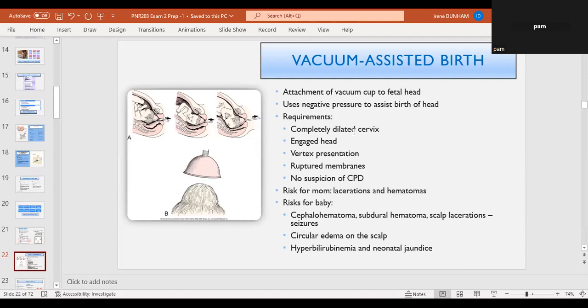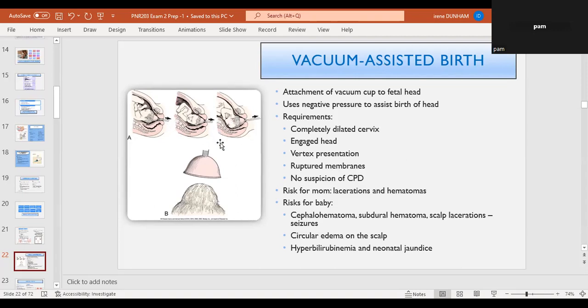Well, first of all, she's completely dilated, because we never push before 10 centimeters. The head is well engaged. And of course, she's in a vertex. You don't put a vacuum extractor on a breech. Never, ever, ever. And she has ruptured membranes, of course. And you have no suspicion of cephalopelvic disproportion, or CPD, because you're not going to get this baby out if you have CPD. That means the baby's head is in disproportion to mom's pelvis, so you're not going to be able to pull that baby out. No, this is just an assisted birth. That's why we call it a vacuum-assisted birth.